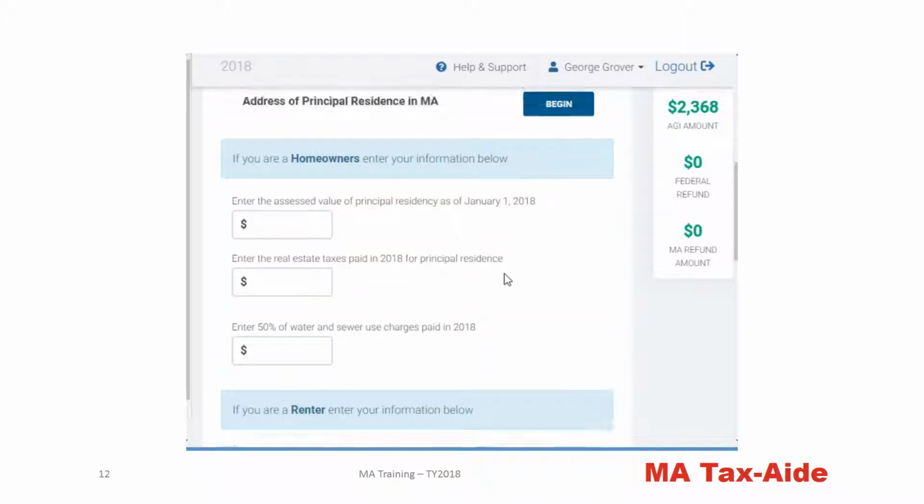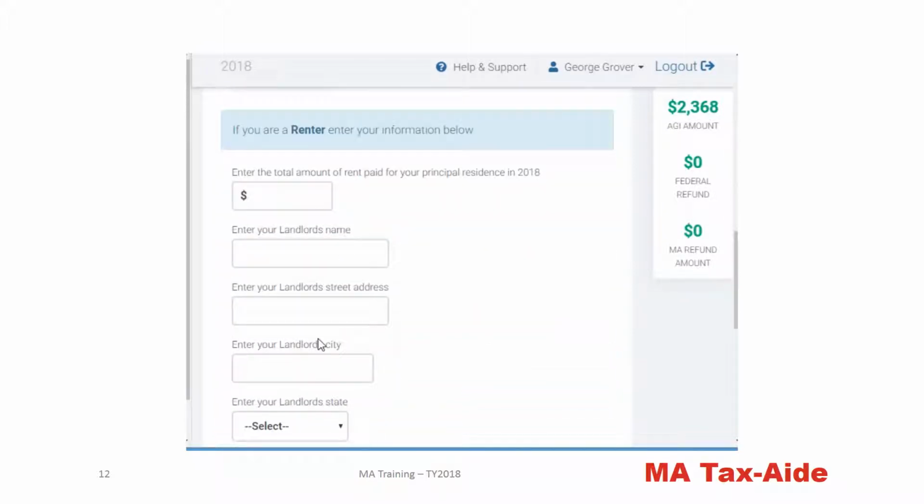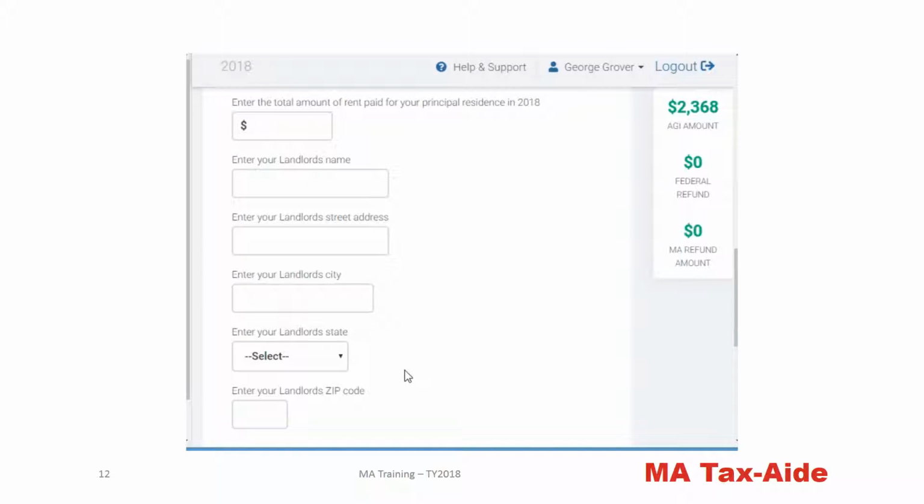So he's the homeowner, and we're going to enter in the assessed value. Remember from our worksheet, that's $315,000. The real estate taxes paid is going to be $3,600. And 50% of the water, that's that 562. If George were a renter, we would enter in the total amount of rent paid and then the landlord name as well as the address. We're going to leave that blank. You only fill out one of the sections, either homeowner or the renter.